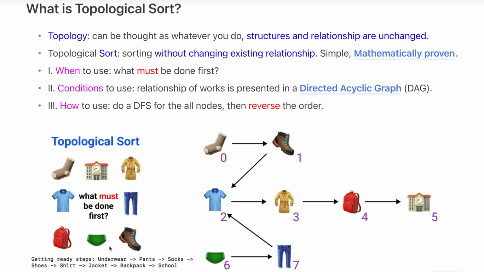It's that simple. So again, topological sort answers the question what must be done first. The condition to use it is that the problem is presented with a directed graph with no cycle. And to get the answer, we do a depth first search for all the nodes and then reverse the order of the result.